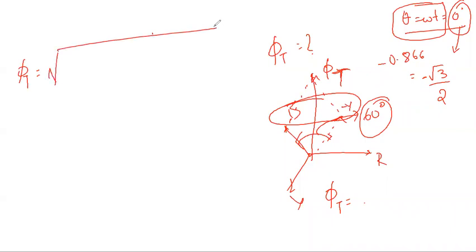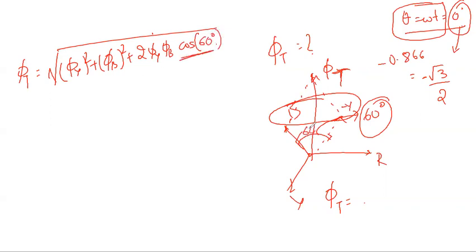law of parallelogram of forces formula. So phi t squared would be equal to phi y squared plus phi b squared plus 2 phi y phi b cos, where the angle is 60 degree. So the angle which is made here is 60 degree.